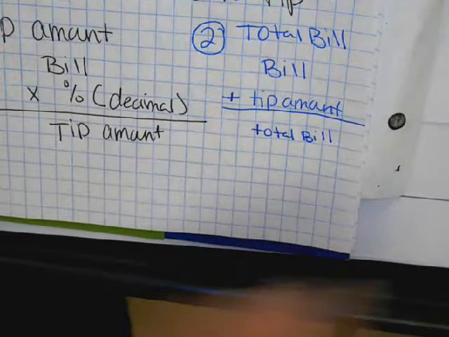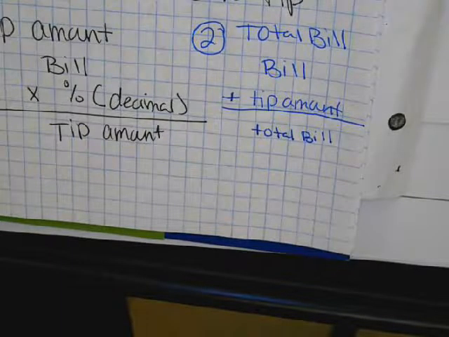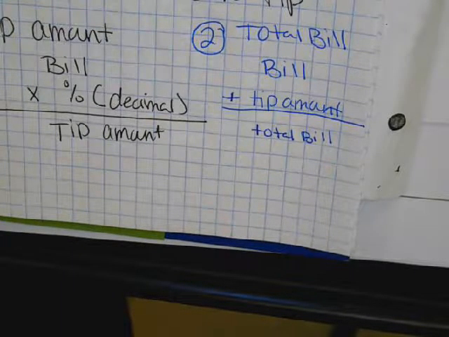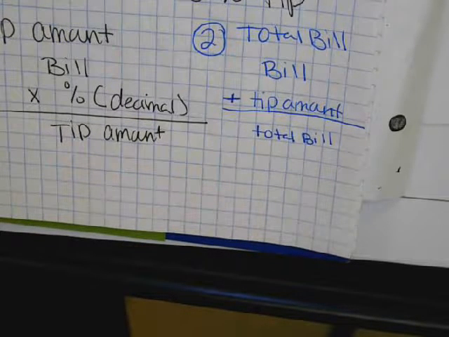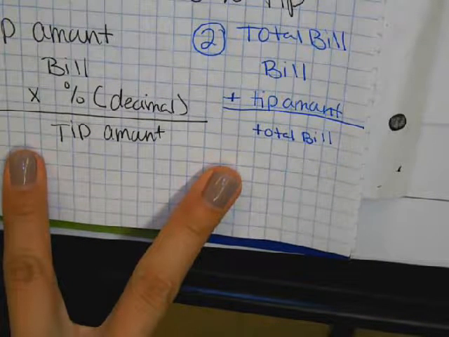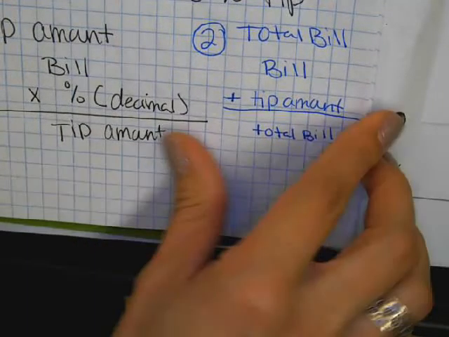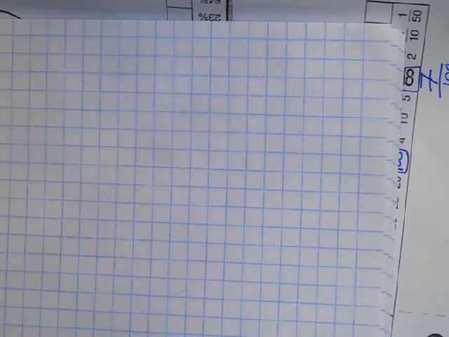So it's exactly the same as tax. Discount is the only one you subtract, right? But for tax and tip, you add. Alright. You have these two steps written down? Good. Alright, let's do a problem together.